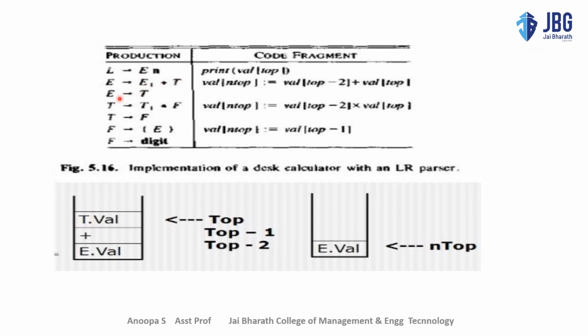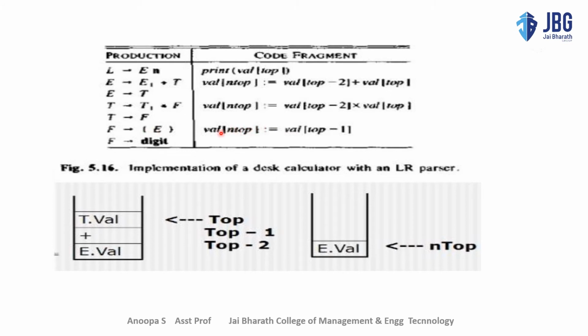And E giving T, no action. T giving T1 star F, similar to this, but instead of addition we will be performing multiplication. T giving F, F giving expression. So when we get this, the value of top minus 1 will be taken as the value on top.